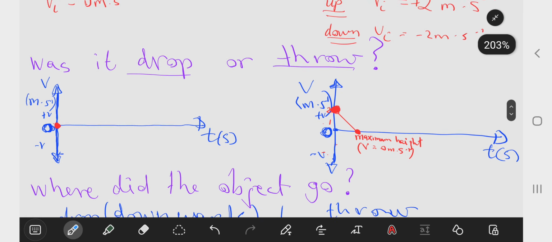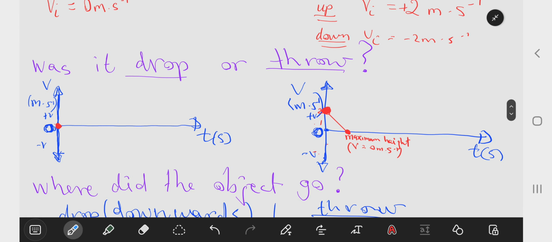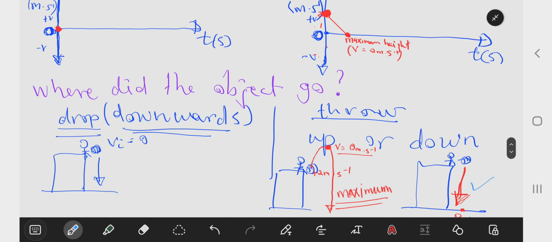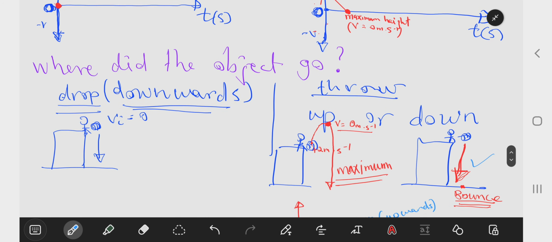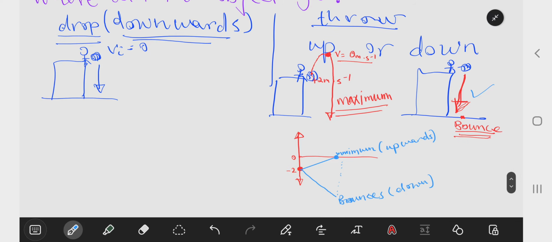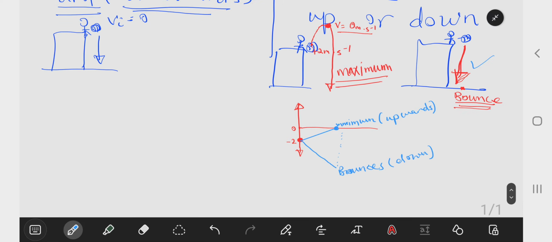So those are the first two questions that we have to answer. The first question is, was it a drop or a throw? You look at the starting point. Is it 0 or is it a certain initial velocity? If it's 0, it's a drop. If it's a certain initial velocity, then it's a throw. And then number 2, where did the ball go? If it's a drop, we said obviously it's going to go down, right? But what if it's a throw? How do you decide whether it was thrown upwards or downwards? If it reaches maximum height first, then it was thrown upwards, right? And if it bounces first before it reaches the maximum height, then it was thrown downwards, right?